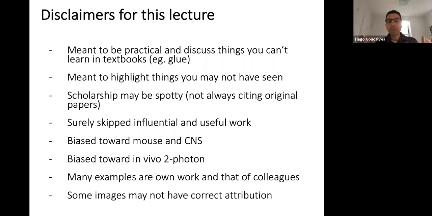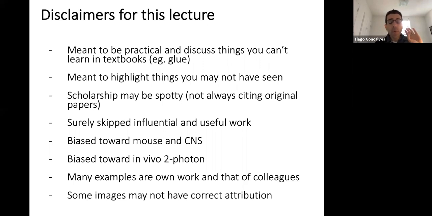Everybody sees the big papers that come out in Nature and in Nature Methods and Nature Neuroscience. At some point, I'll try to highlight things that may be emerging or technologies that may not be very explored yet. At some points, the scholarship may be a little spotty, so I'm not always citing original papers. I've surely skipped influential and useful work.